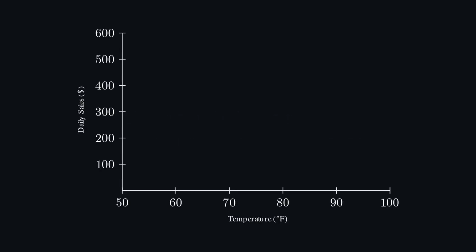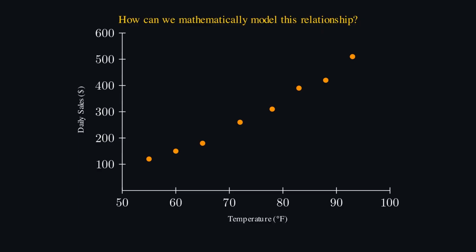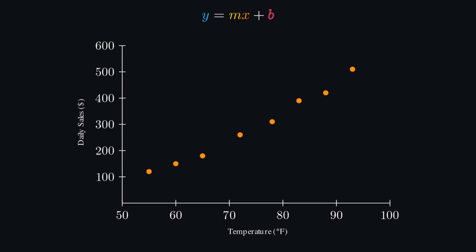Let's make this simple. Imagine you run an ice cream shop. Over a couple of weeks, you track two things, the temperature outside and your daily sales. If we look at this scatter plot, a clear trend jumps out. As the temperature rises, ice cream sales go up. But how do we turn this visual trend into a mathematical model that can obtain predictions for tomorrow's sales?